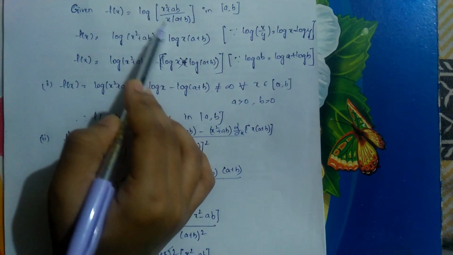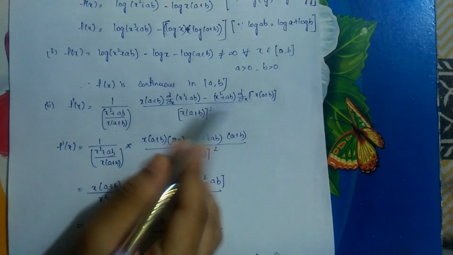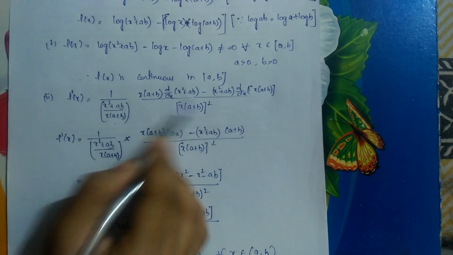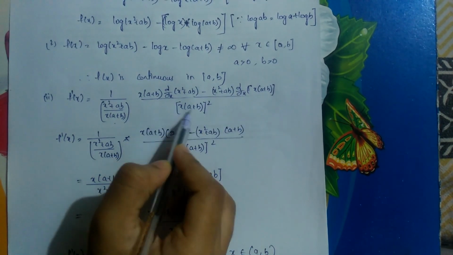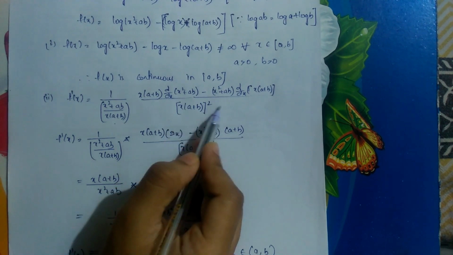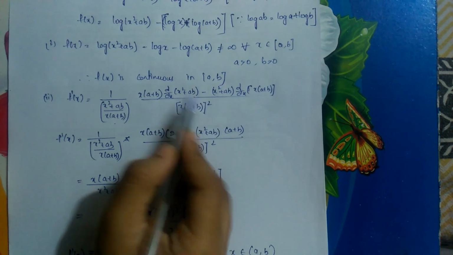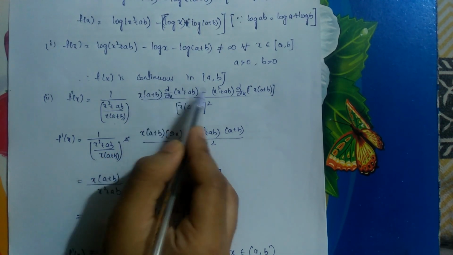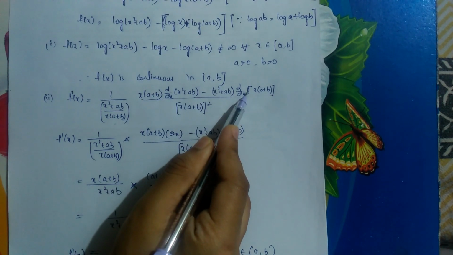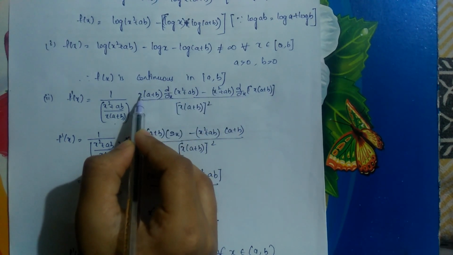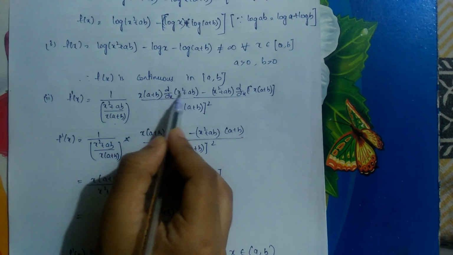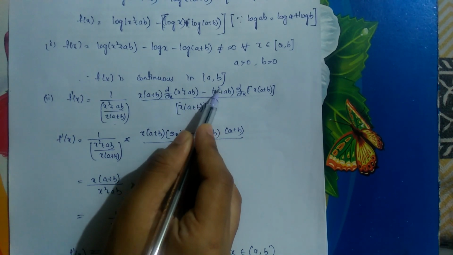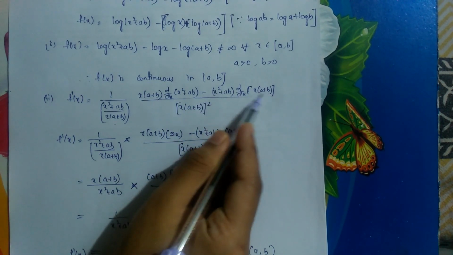The inside function is in the form of u/v, so we have to use the u/v method. In the denominator we get the denominator whole squared, that is (x(a + b))², and in the numerator, denominator times the derivative of the numerator, minus numerator times the derivative of the denominator. So the denominator is x(a + b), and we differentiate the numerator x² + ab, minus the numerator x² + ab times the derivative of the denominator x(a + b).